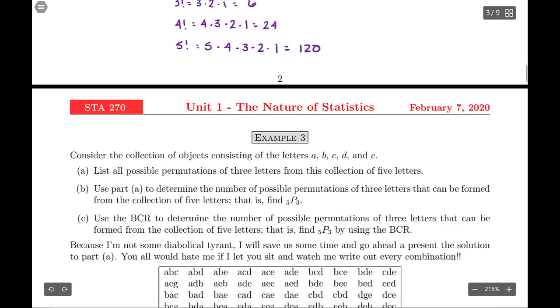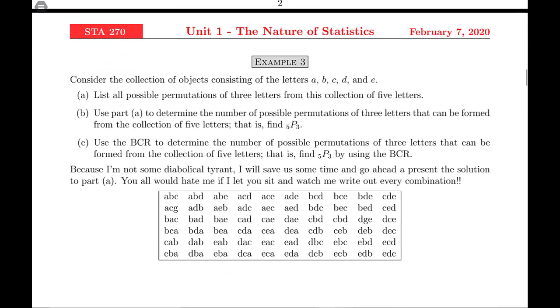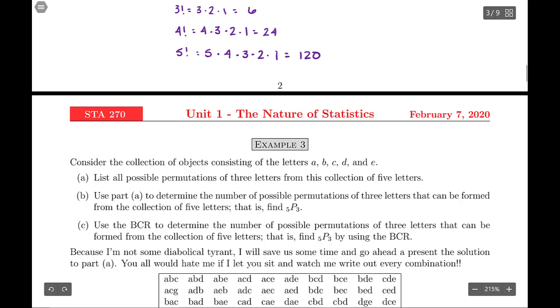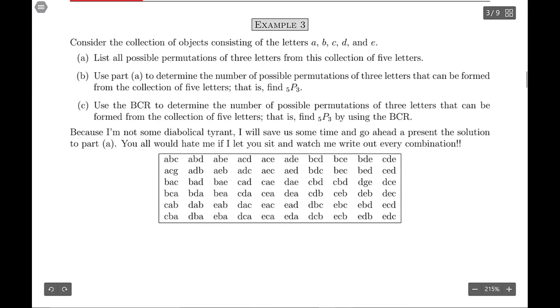With example 3, we are talking about a collection of objects consisting of the letters A, B, C, D, and E. And we want to list all possible permutations of the 3 letters from this collection of 5 letters. So what's different here is we're talking about something called a permutation. All right, so the permutations are the ways that we can arrange things.